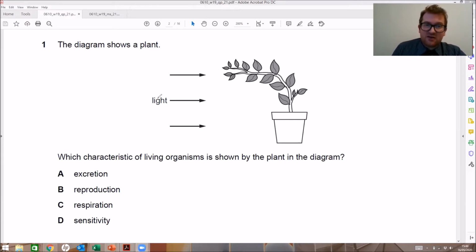Now the plant seems to be responding to the stimulus of light, so it's growing towards it. This is the definition of the ability to detect and respond to sunlight. In this case, excretion is not being shown here because that's the removal of metabolic wastes from the organism. We do not see in this picture that the plant is reproducing and making offspring, so it is definitely not B. And respiration is not being shown here either because there's no representation of energy being released in this case. So the only option available is D, which is sensitivity.